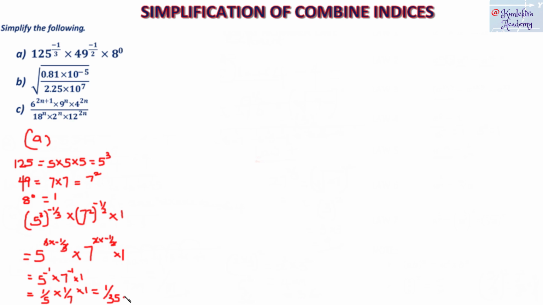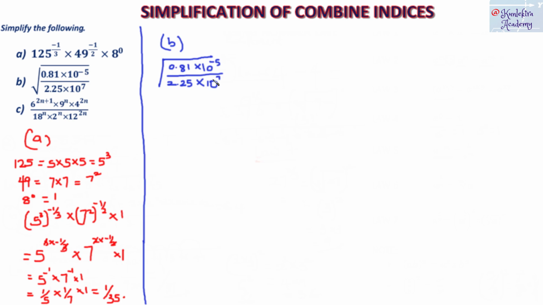125 raised to power minus 1 over 3 times 49 raised to power minus 1 over 2 times 8 raised to power 0 will give us 1 over 35. When you follow those laws of indices, you will see that a couple of things I applied there are part of what I told you about laws of indices. Now let's go to the second question. B. Now look at B very well. B can be very technical. This may look complex, but it's not complex. You just have to follow the right way to solve it.